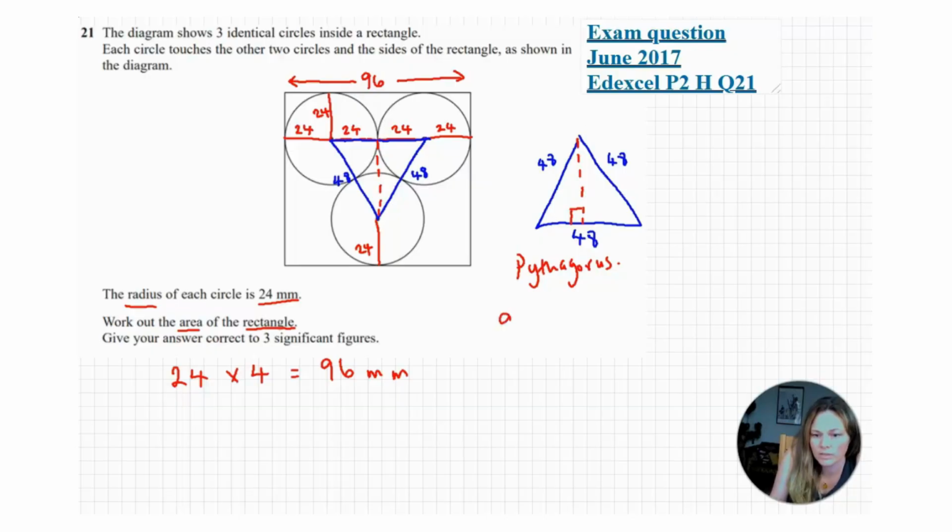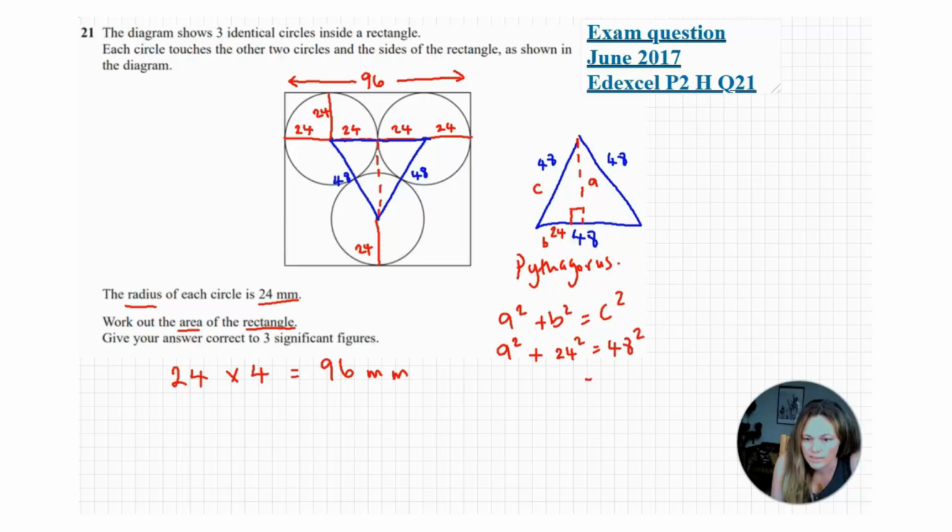So what's Pythagoras' theorem? Well, it's a squared plus b squared equals c squared. And just remember that this is half the 48 here, so this is going to be the 24 length there. So how are we going to label this? Is this going to be A? Yeah, A, B, and C, like that, because C has got to be the hypotenuse. So A squared, which we don't know yet, and we want, plus 24 squared equals 48 squared.